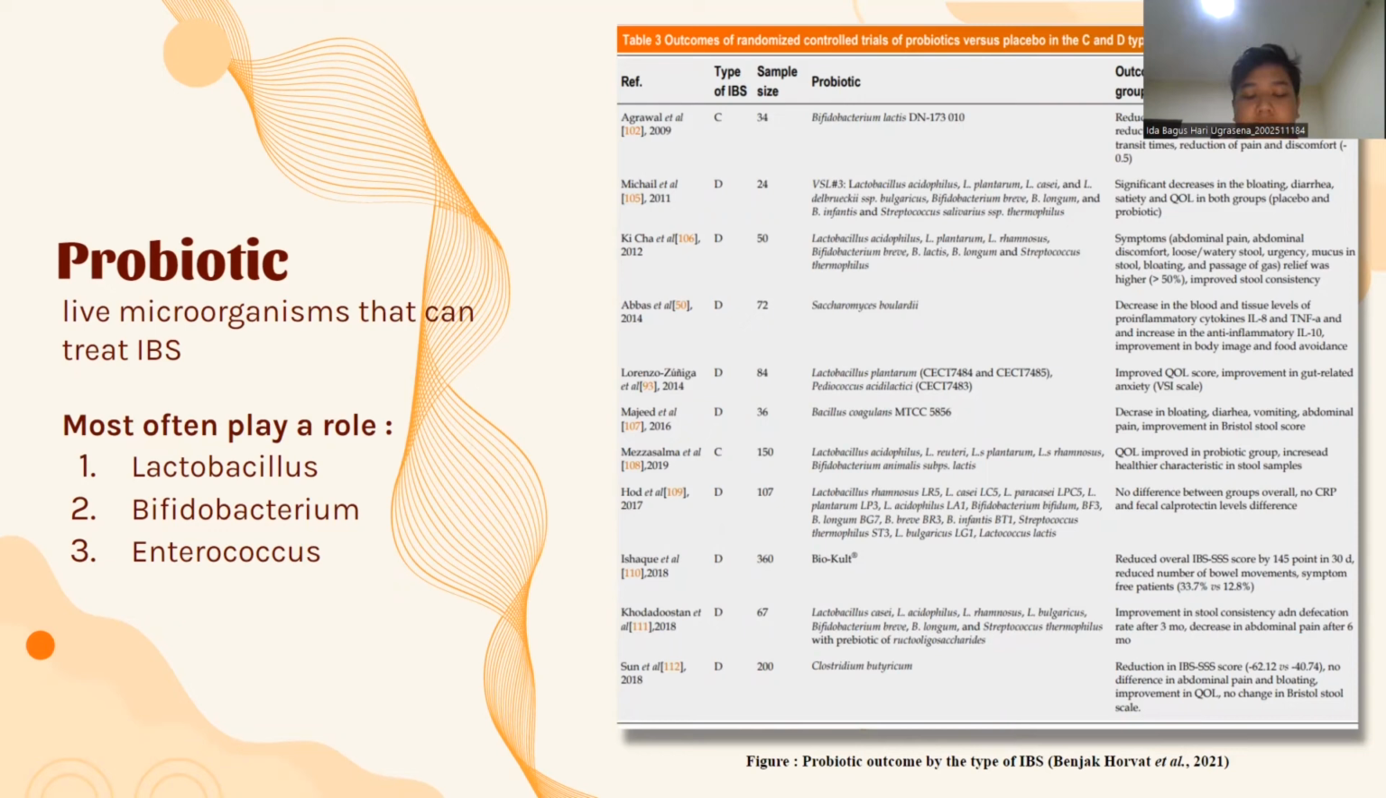IBS itself. There are prebiotic bacteria that have the most role in IBS, such as Lactobacillus, Bifidobacterium, and also Enterococcus. But there are other prebiotic bacteria that can give the same or a different effect to the IBS itself. As you can see on the right side of the table, there are many types of prebiotics that have a different outcome and a different effect to the IBS itself.